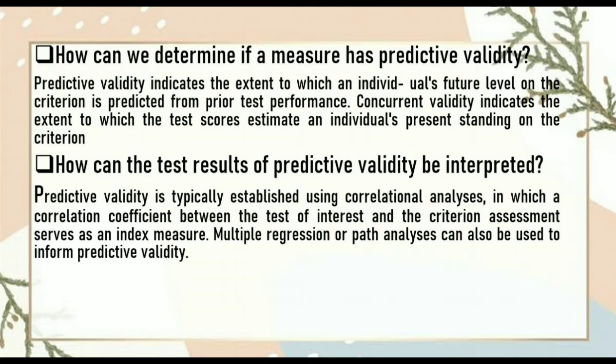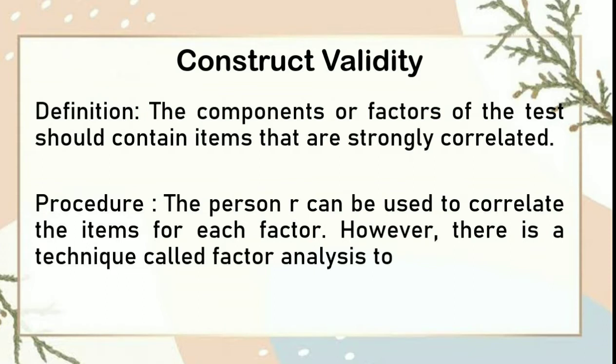The formulated questions are about these two measures. Number 3, how can we determine if a measure has predictive validity? Number 4, how can the test result of predictive validity be interpreted? Predictive validity can be interpreted through the extent to which an individual's future level on the criterion is predicted from prior test performance, and validity indicates the extent to which the test scores estimate an individual's present standing on the criterion.